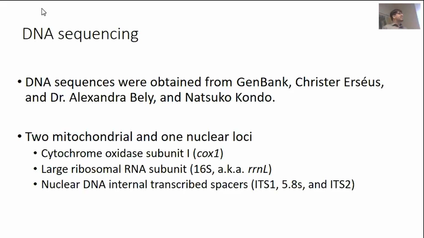For our DNA sequencing, luckily we were able to get a ton of DNA sequences from GenBank, Dr. Christopher Sayas, Dr. Alexandra Belli, and Natsuko Kondo. We used 2 mitochondrial and 1 nuclear loci. We used the cytochrome oxidase subunit 1, the large ribosomal RNA subunit, or 16S, the rRNL, and then the nuclear DNA internal transcribed spacers, so ITS1, 5.8S, and ITS2.